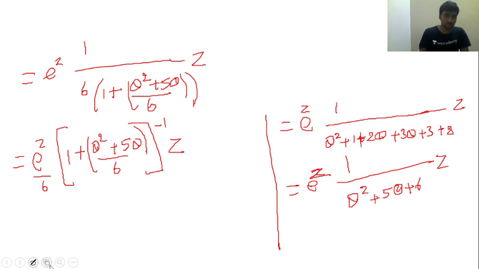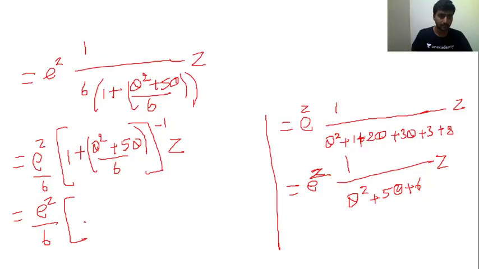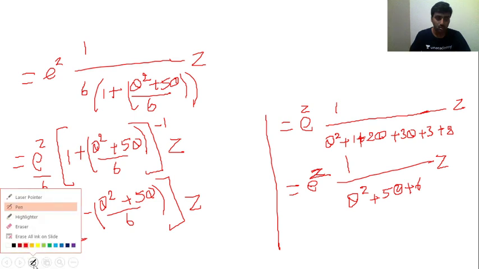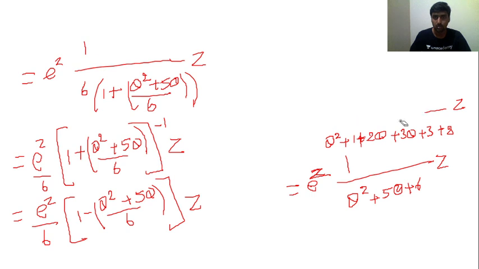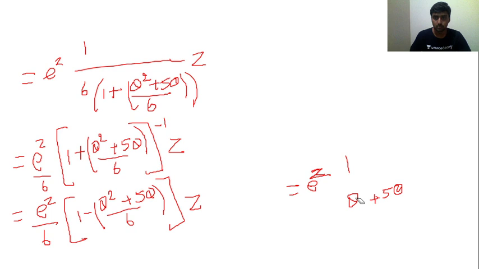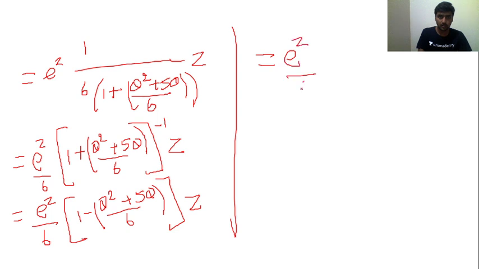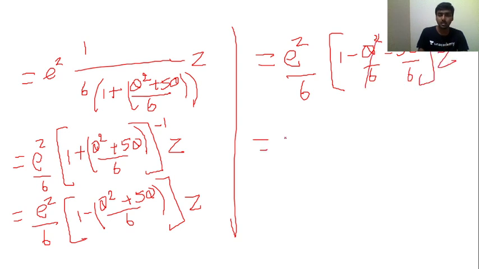We know the expansion as per the previous problem discussion. So 1 minus x, where x is equal to theta square plus 5 theta divided by 6, so 1 minus x into z. So coming to the solution now, it is equal to e power z divided by 6 into 1 minus theta square divided by 6 minus 5 theta divided by 6 into z. The higher order terms are eliminated. The remaining thing is e power z divided by 6.